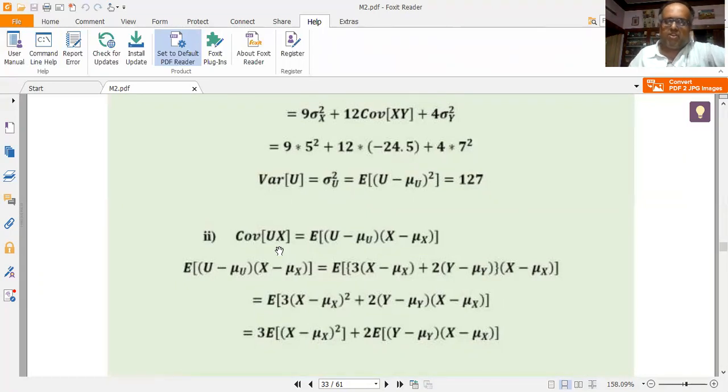So I have to find the covariance of ux. So covariance of ux is equal to expected value of u minus mu u into x minus mu x. Now let me find this value. So this is equal to expected value of 3 into x minus mu x plus 2 into y minus mu y multiplied by the x minus mu x.